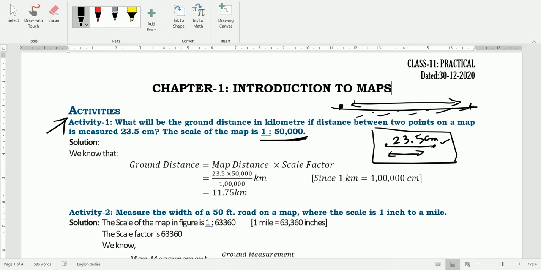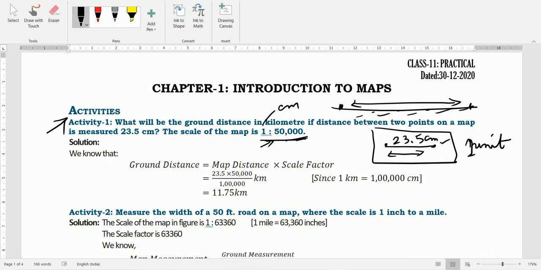So we have known that this is a representative fraction, and it means that a unit of distance on the map represents 50,000 units of distance on the ground. And if we take 1 as a centimeter, then it means that a distance of 1 centimeter on the map represents 50,000 centimeters on the ground. Okay, now let us see.